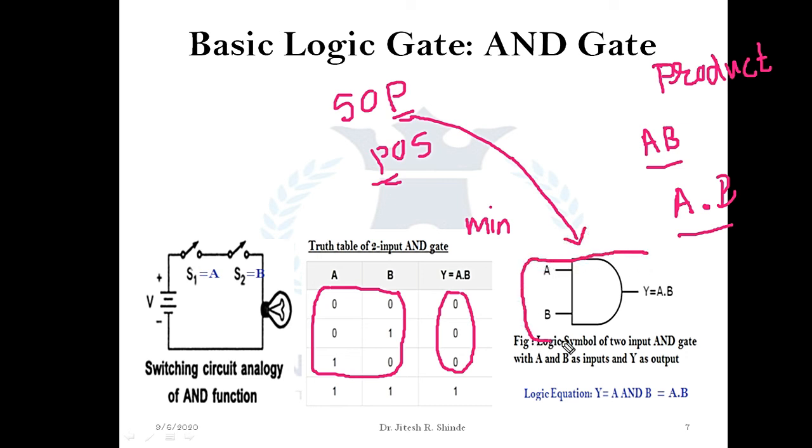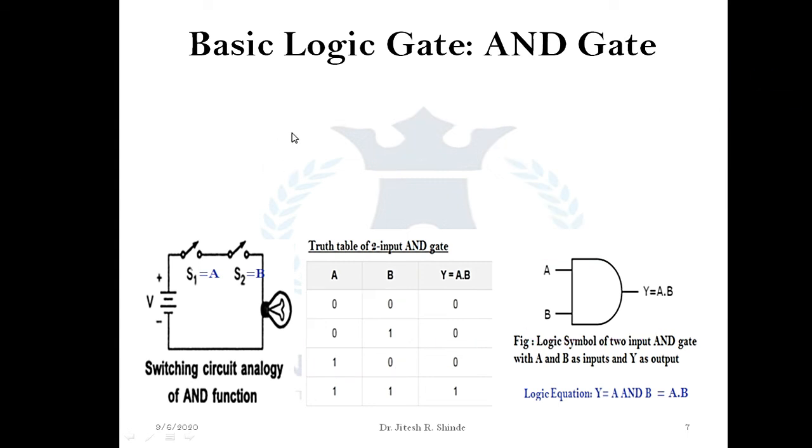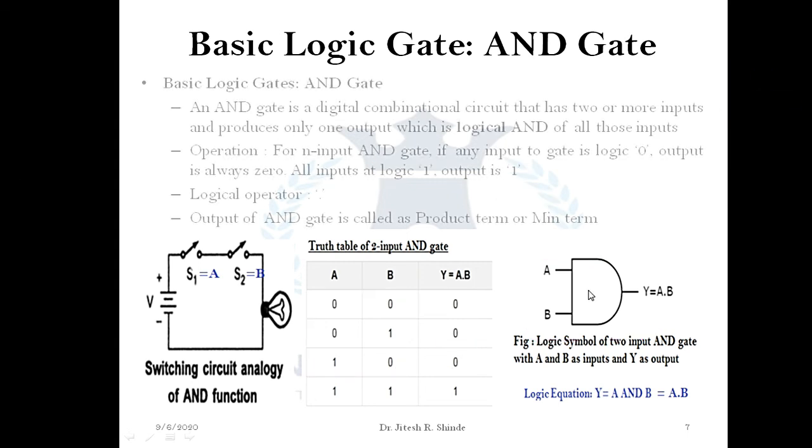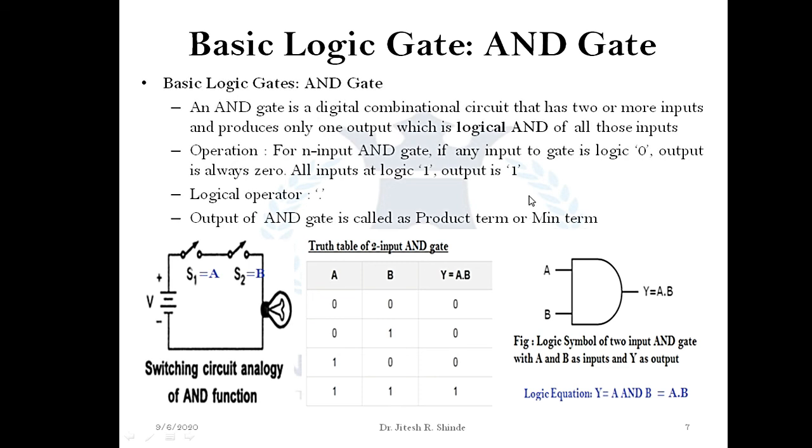One of the applications of the AND gate I have quoted here. Let's see what I had written in theory. The AND gate is a digital circuit, a combinational circuit, where the present output depends only on the present value of the inputs. It will generate output logic 0 if any one of the inputs is logic 0. Only when all the inputs are at logic 1 is the output 1. The logical operator is dot. The output of the AND gate is called the product term or the max term. These are some of the important highlights regarding the AND gate.